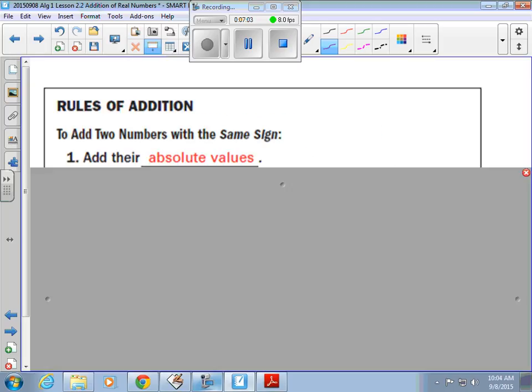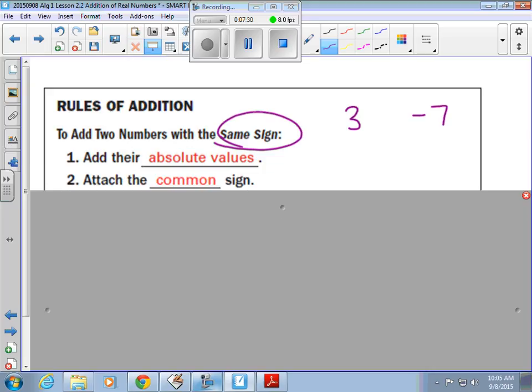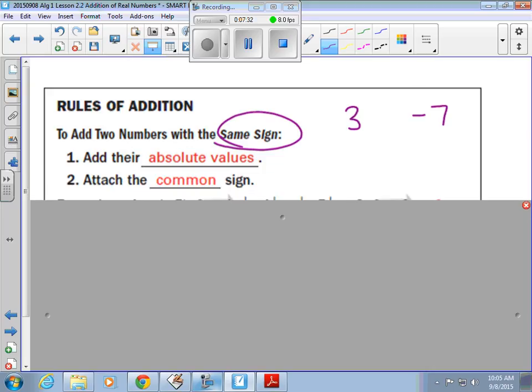Here are your rules of addition. Anytime you add two numbers that have the same sign, add their absolute values. Remember what an absolute value is. How far is the number from 0? So 3, its absolute value is 3. -7's absolute value is 7. Okay. You don't use the opposite. You're just using how far is it from 0. Then attach the common sign.